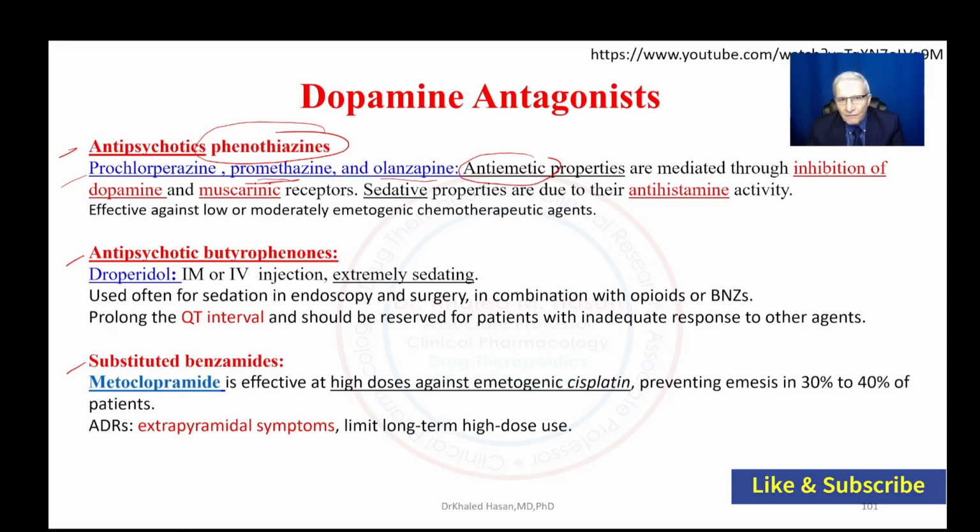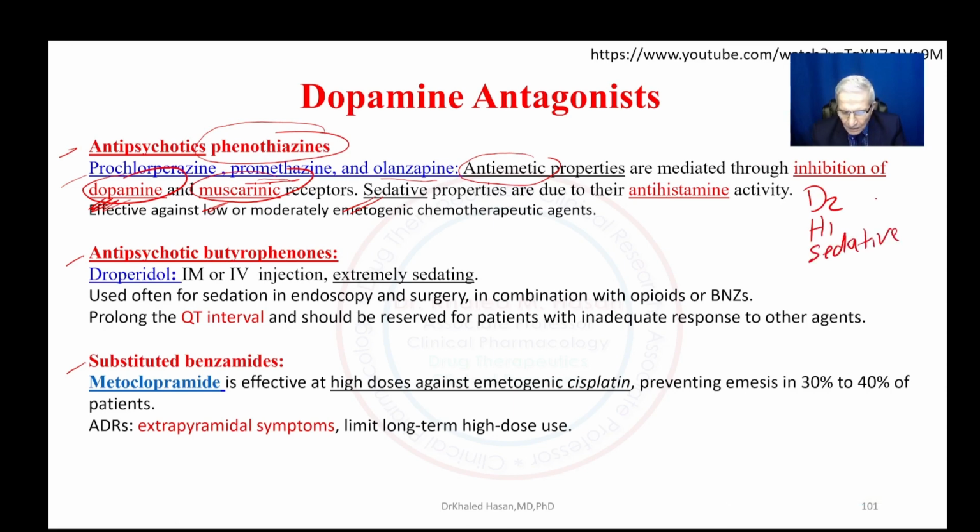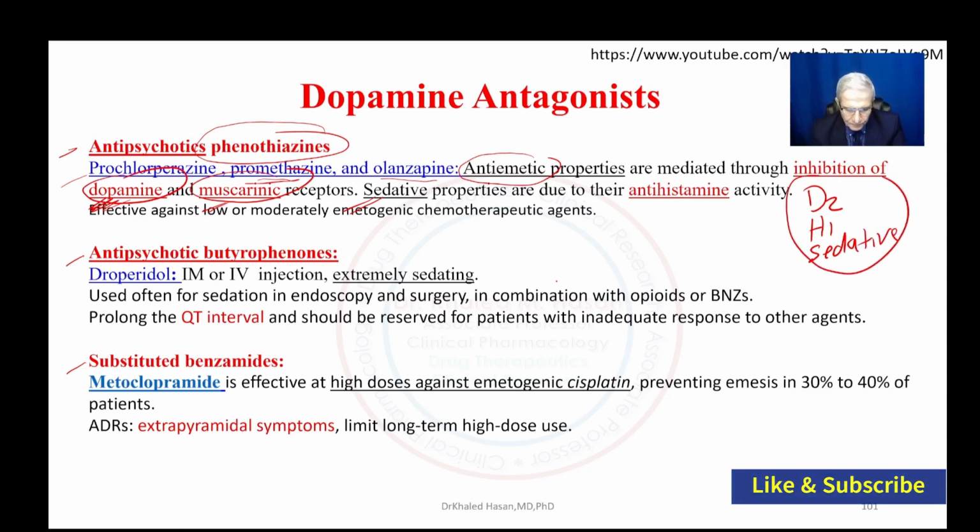Regarding the antipsychotic phenothiazine, we have chlorpromazine, promethazine, olanzapine. These medications carry the effect of antiemetics mediated through the inhibition of dopamine, number one, and also inhibit the muscarinic receptor, but the main effect is blocking the dopamine receptor. This medication also blocks the muscarinic receptor. Okay, this medication carries a sedative effect. So we have properties here. The dopamine receptor will be affected with the antagonist in this group. Dopamine receptor, histamine receptor, then we have a sedative effect for this group of medication.